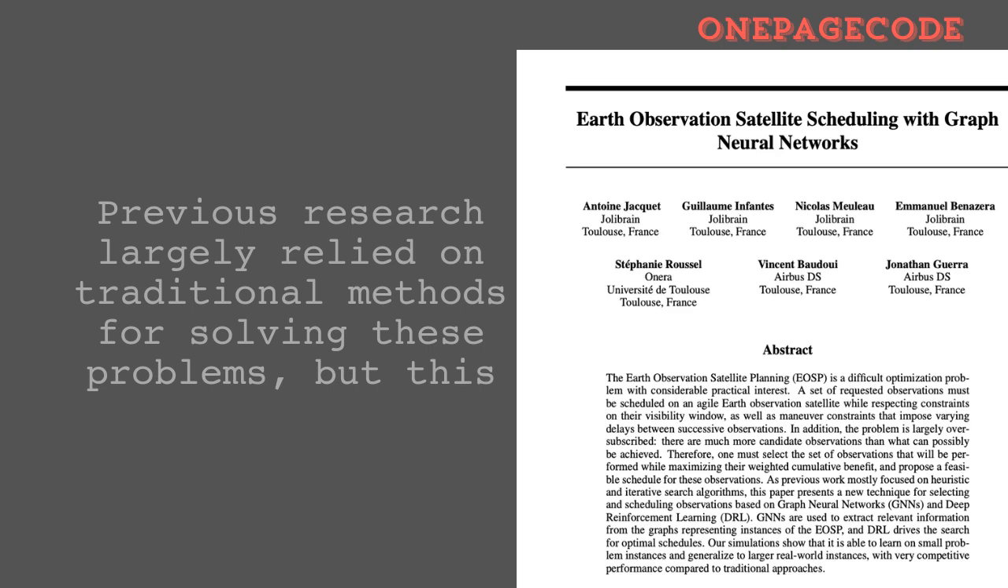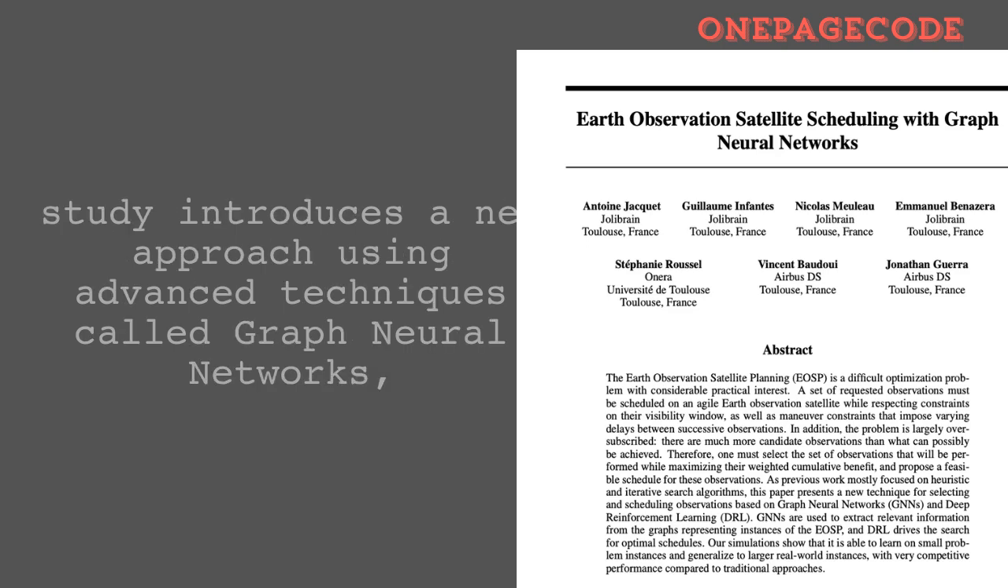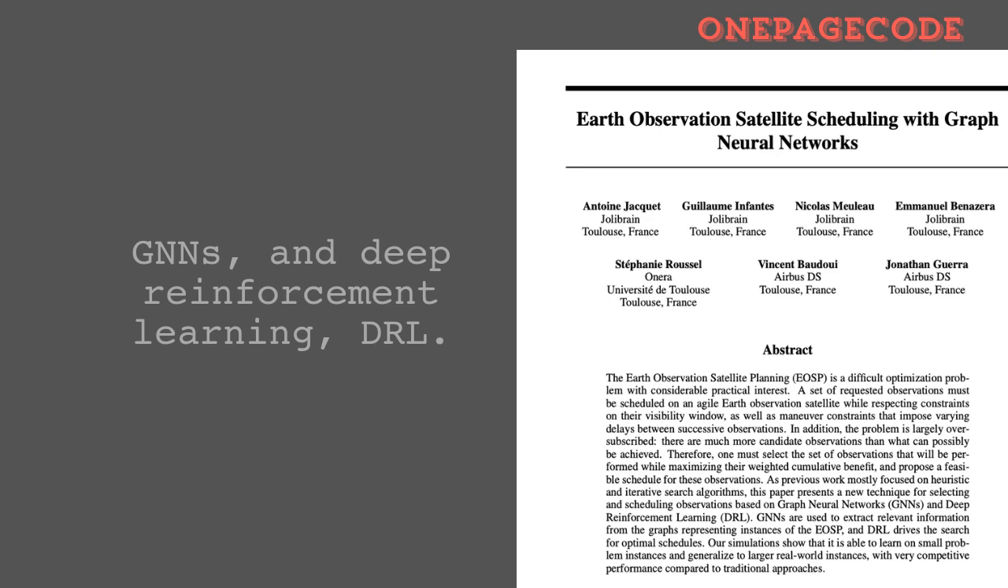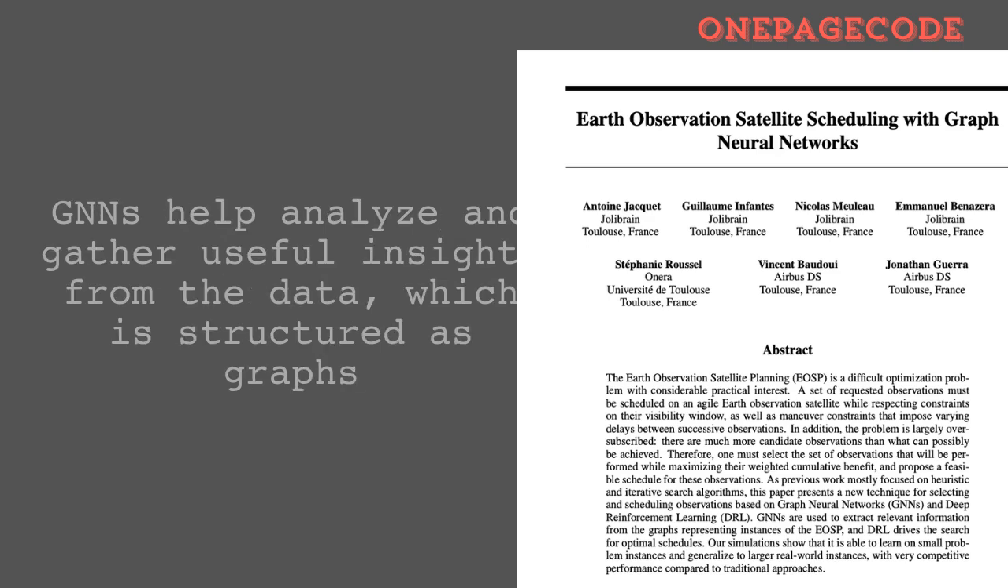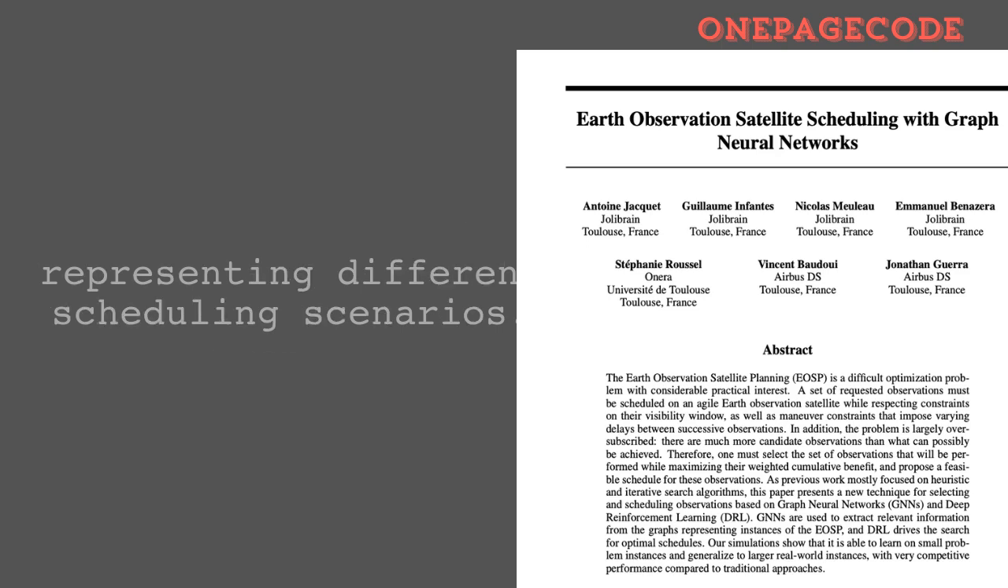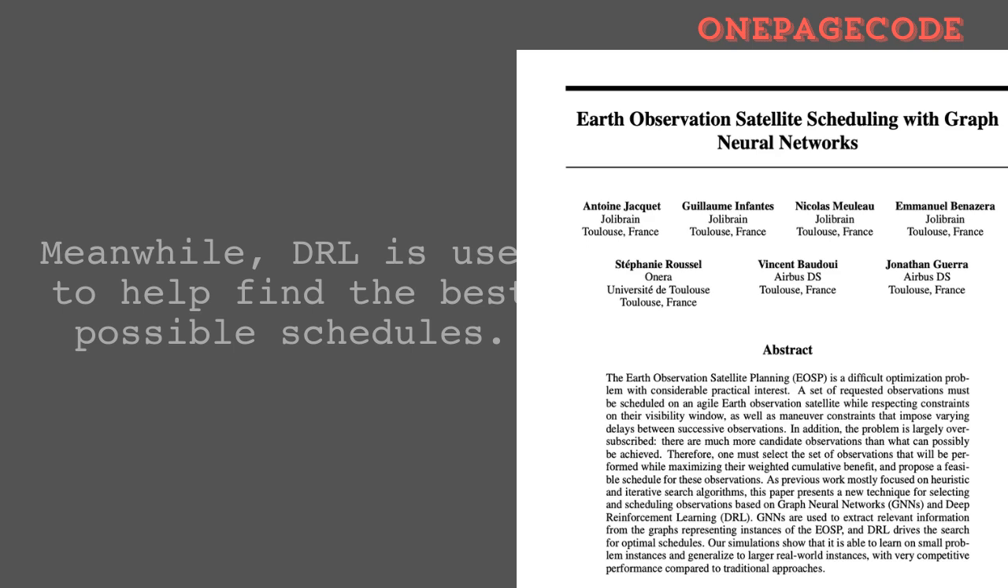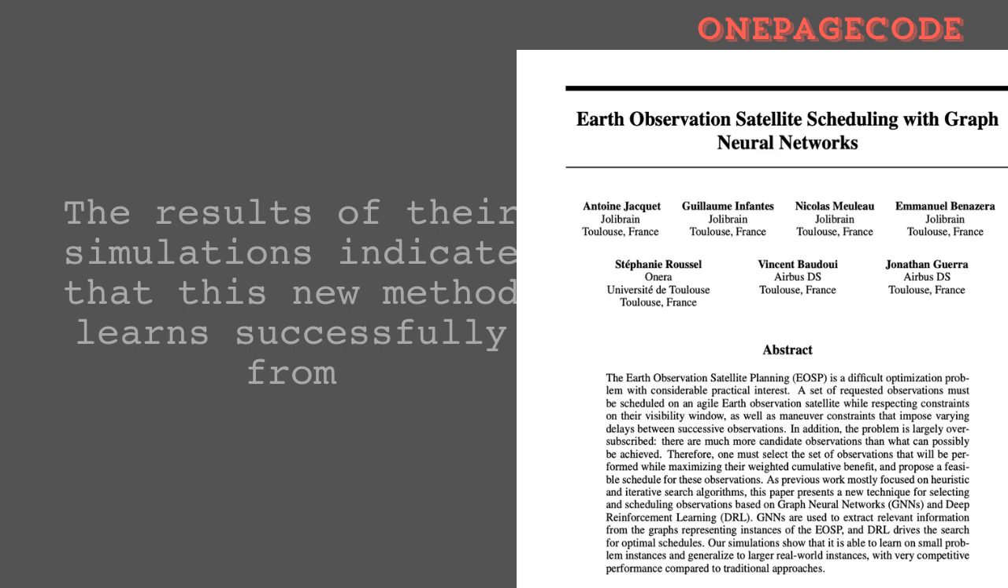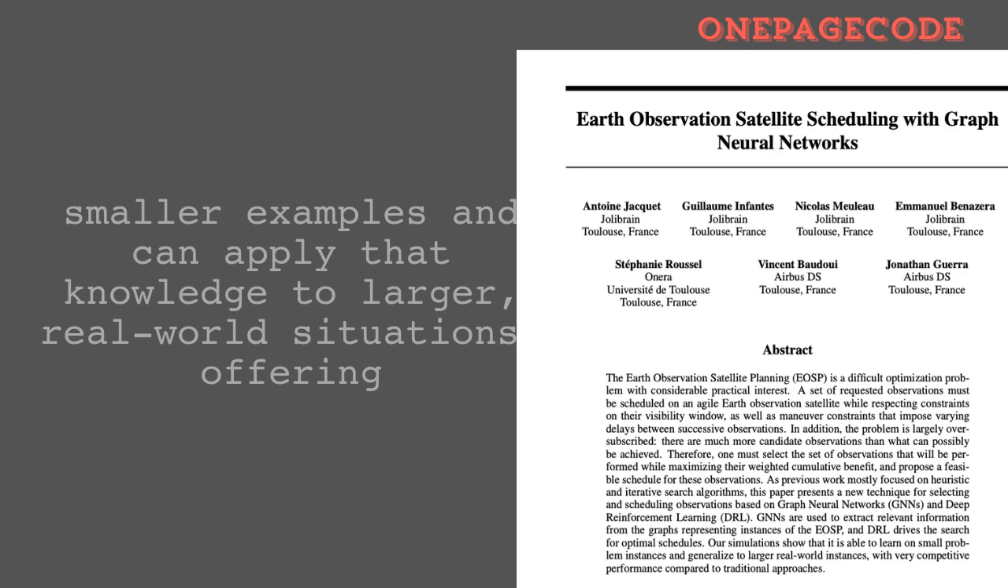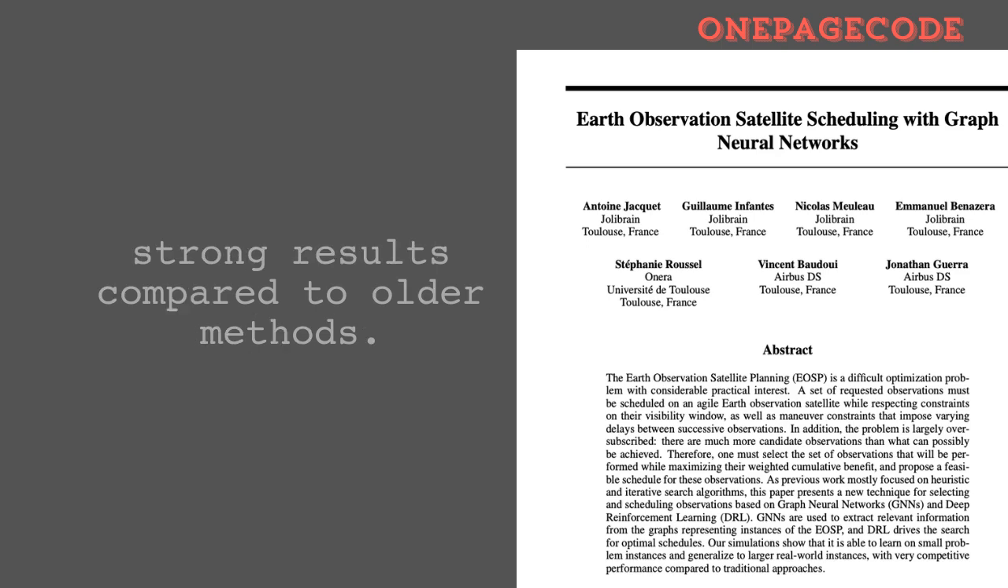Previous research largely relied on traditional methods for solving these problems, but this study introduces a new approach using advanced techniques called graph neural networks, GNNs, and deep reinforcement learning, DRL. GNNs help analyze and gather useful insights from the data, which is structured as graphs representing different scheduling scenarios. Meanwhile, DRL is used to help find the best possible schedules. The results of their simulations indicate that this new method learns successfully from smaller examples and can apply that knowledge to larger, real-world situations, offering strong results compared to older methods.